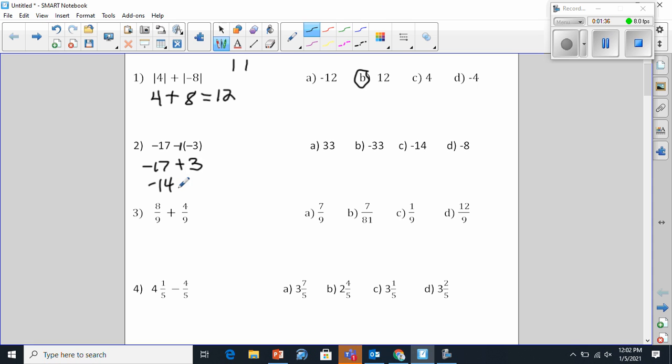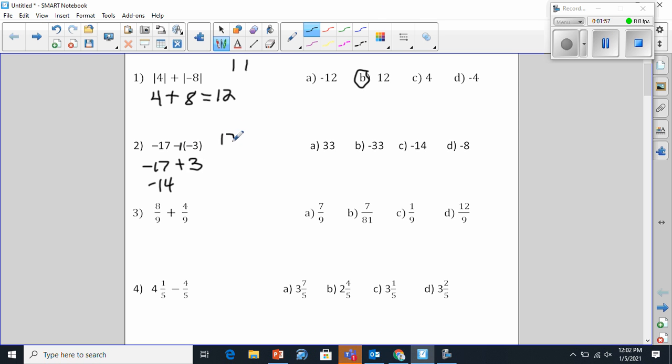The other way to remember to do this is to remember that the signs are different. When my signs are different, I find the difference. That means I'm going to find the answer to a subtraction problem. In this case, I have the big number minus the small number, and then I keep the sign of the big number.